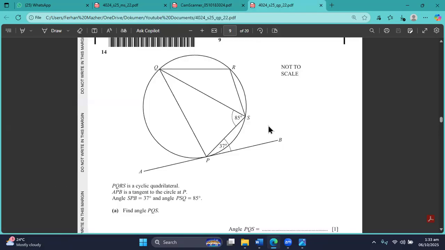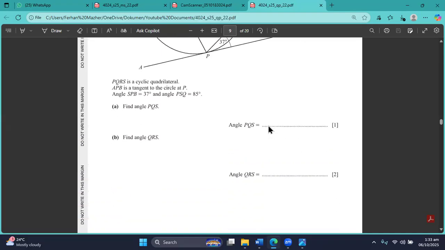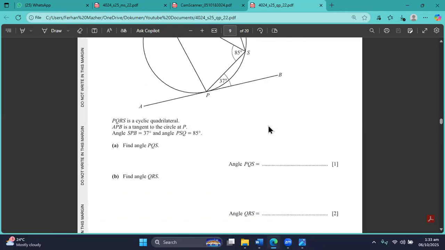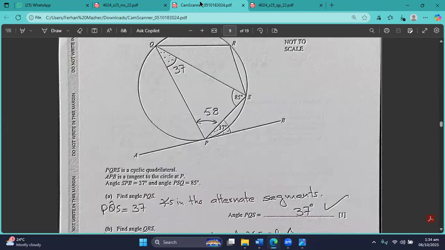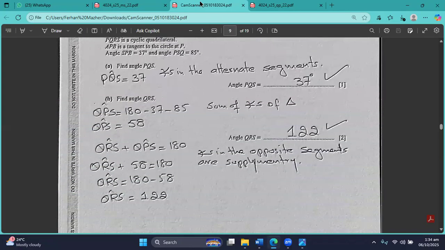Okay, so then question number 14 and its B part, he says, find the angle QRS. It's a 2 marks question, sir. QRS will be this angle. If you know this angle, you can find this angle, then it will be a cyclic quadrilateral. The angles in the opposite segment are supplementary. Once I know this, the sum of R and angle P will be equal to 180 because they are the angles in the opposite segment.